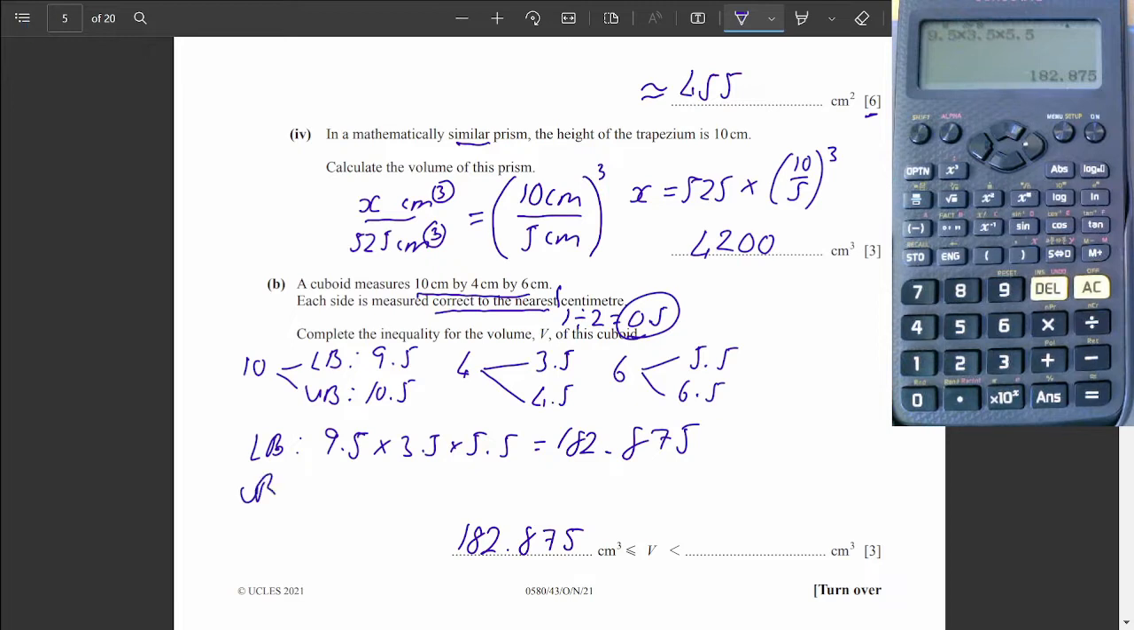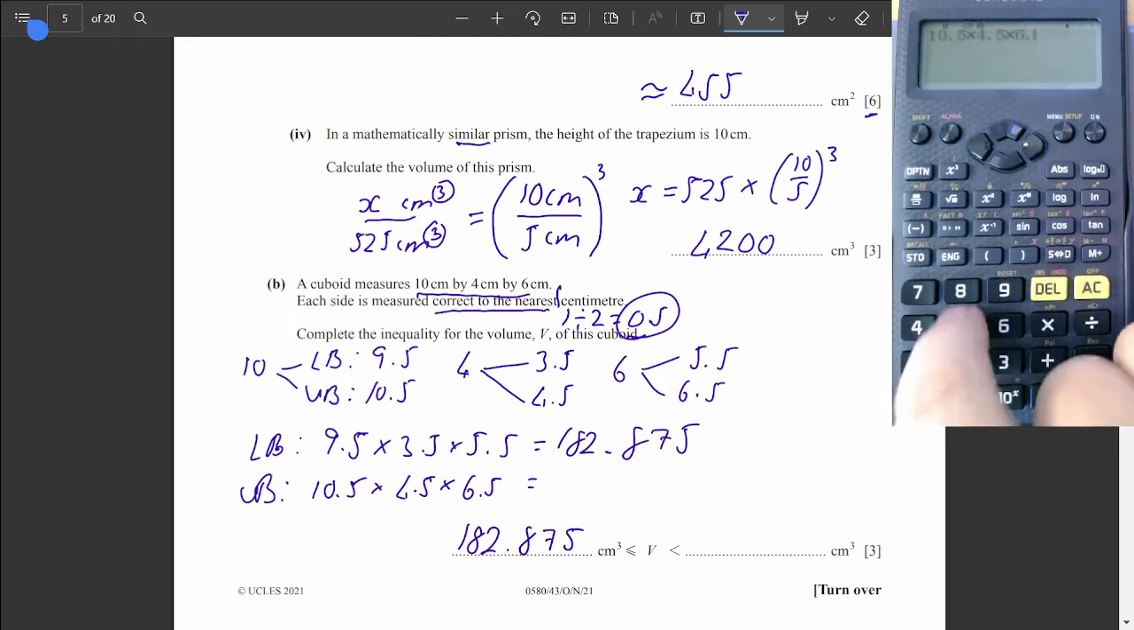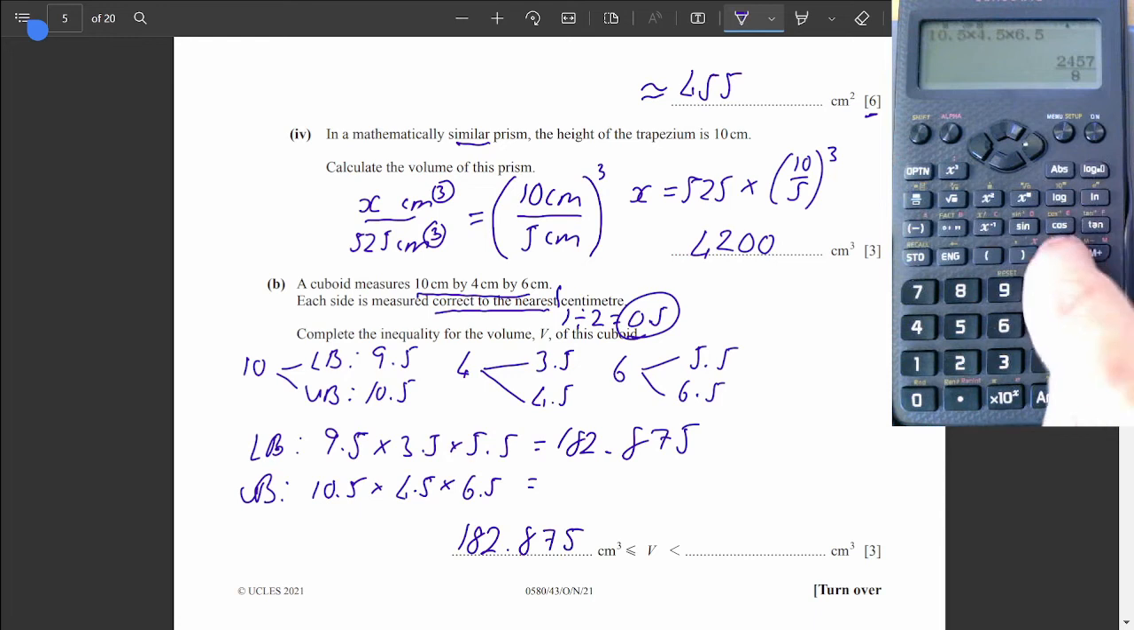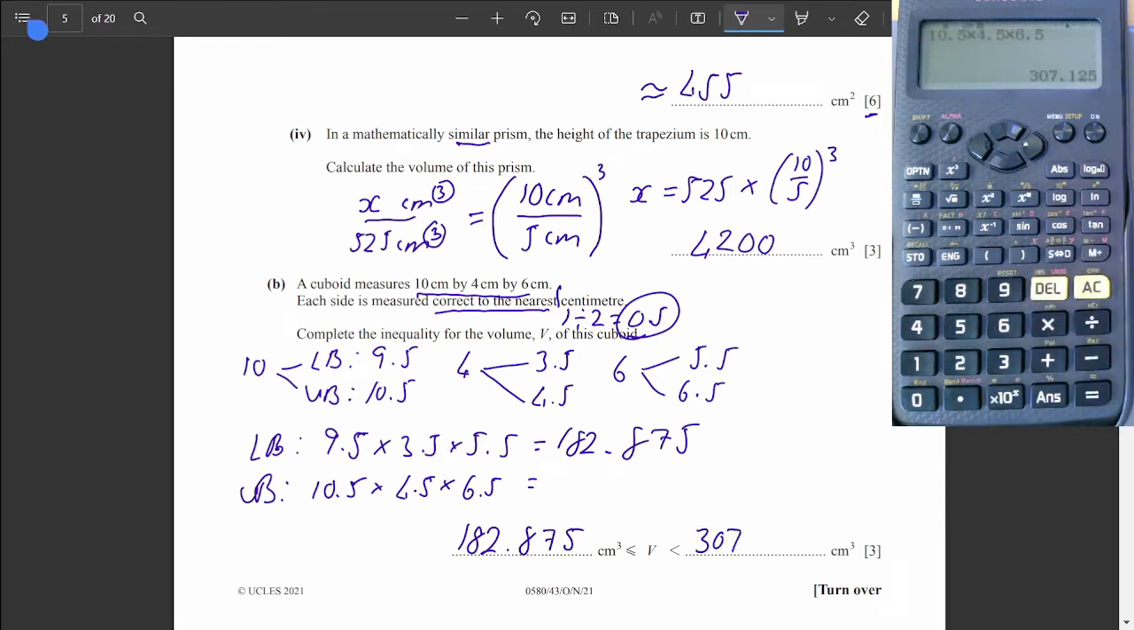For the upper bound, we need to multiply the upper values, 10.5 times 4.5 times 6.5. And there we go, 307.125. Don't round that. It's an exact value, and we're working with bounds. They want to know the answer before we rounded it, and then you've got it.